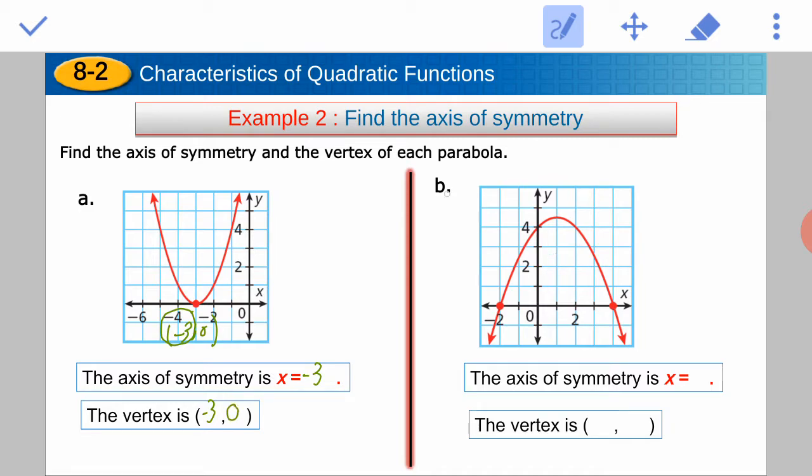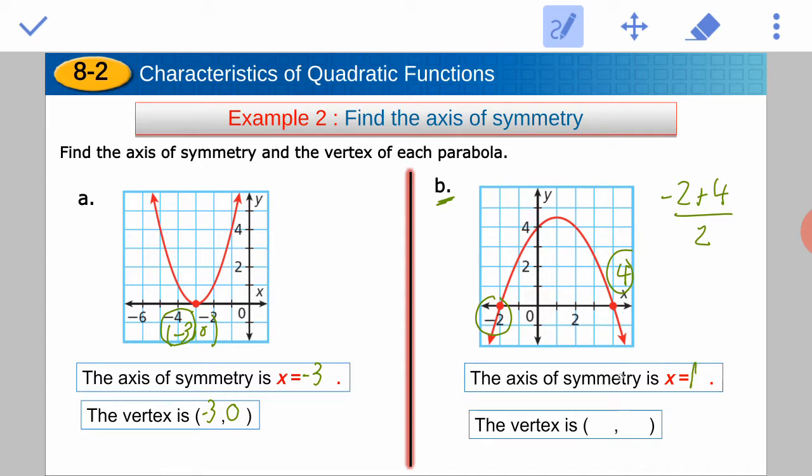In part B, guys, we have another parabola, and I think we can use the two zeros this time because this zero is -2 and this zero is 4. We can average the two zeros, -2 plus 4. Average means you add and you divide by 2 in order to get the equation of the axis of symmetry. -2 plus 4 simplifies to 2. 2 divided by 2 is 1.